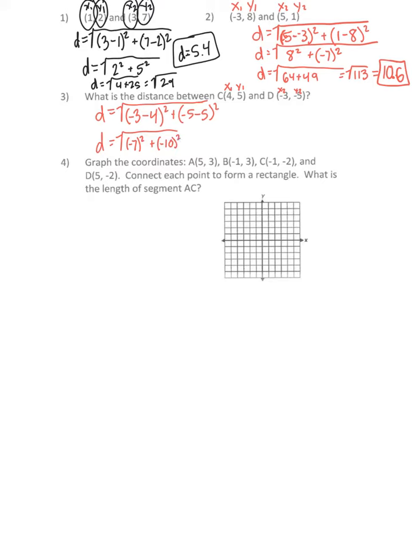Negative 7 squared is 49, and negative 10 squared is 100. So I get the square root of 149. Now I can plug that into my calculator. Square root of 149 is 12.2.